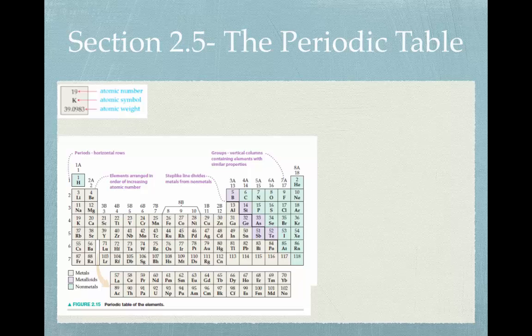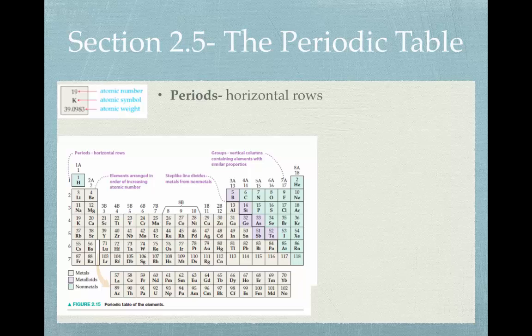The 19 represents the atomic number, which is the same as the number of protons. K is the atomic symbol for potassium, and the 39.0983 is the atomic weight. And in the last lesson, you learned how to calculate atomic weight by finding the weighted average of the atomic masses for the different isotopes of potassium. A couple other things for you to know.